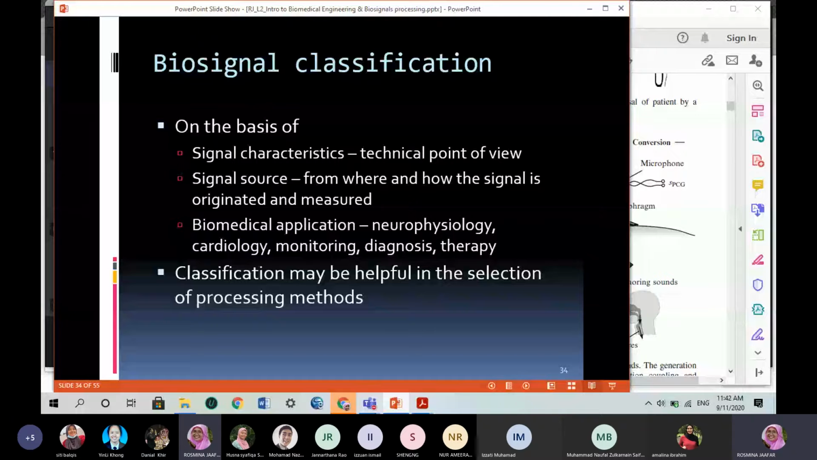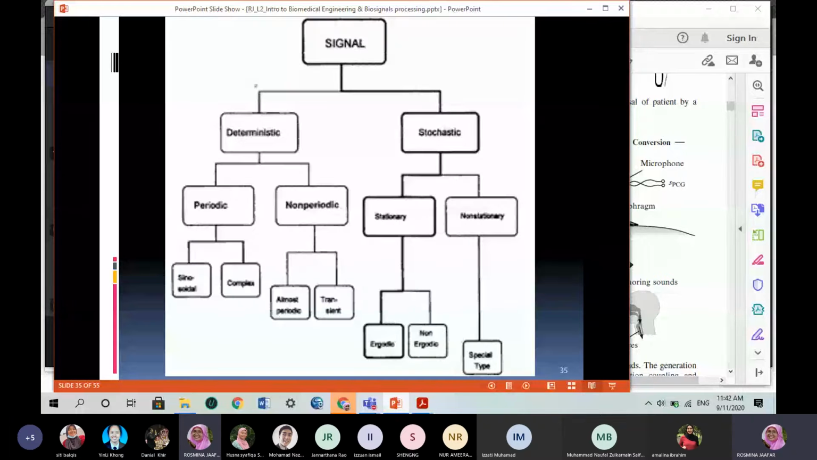Okay, signals in general can be differentiated. They can be composed of two kinds of signals, whether deterministic or stochastic. A deterministic signal is a signal that is periodic, and it can also be non-periodic. A periodic signal can be complex. Non-periodic signals can be almost periodic and can be transient signals. Transient signals mean signals that reach a certain level.